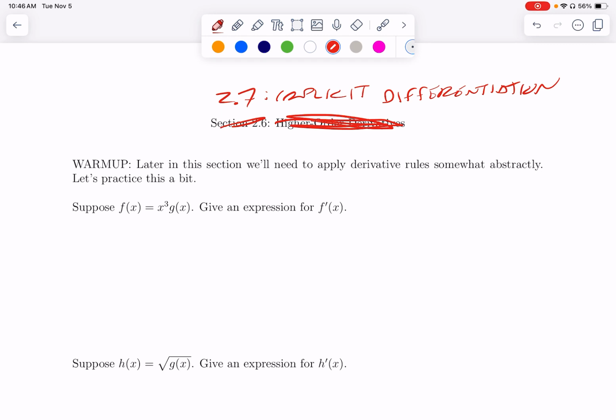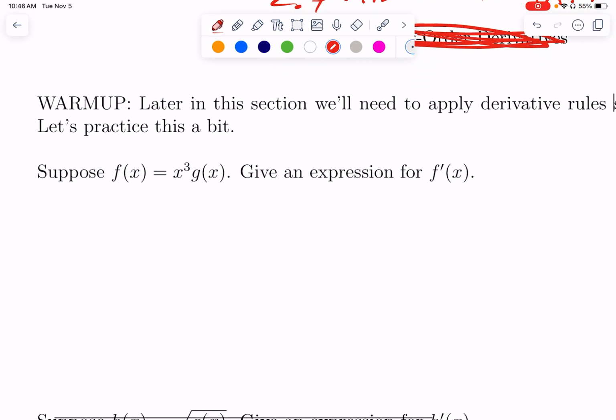So we will talk about implicit differentiation in just a moment, but we want to get warmed up with this idea that sometimes we have to apply derivative rules very abstractly. So let's practice this. Suppose that I tell you that f of x is x cubed times g of x. So the idea is, I don't know what g of x is, but whatever it is, I multiply it by x cubed to get f of x.